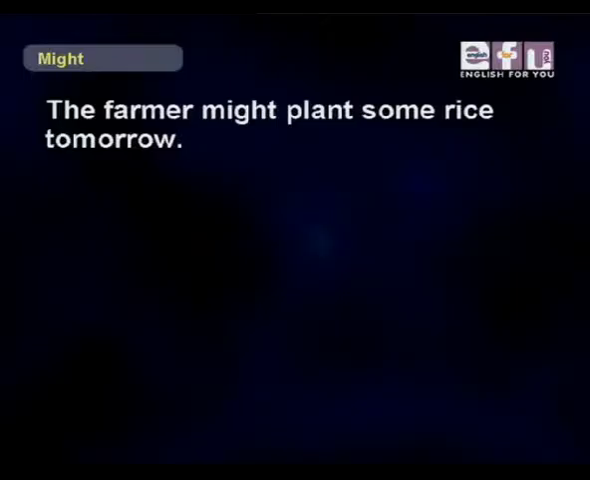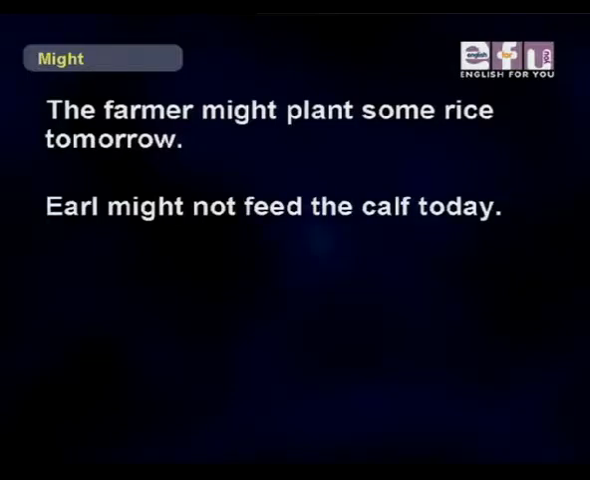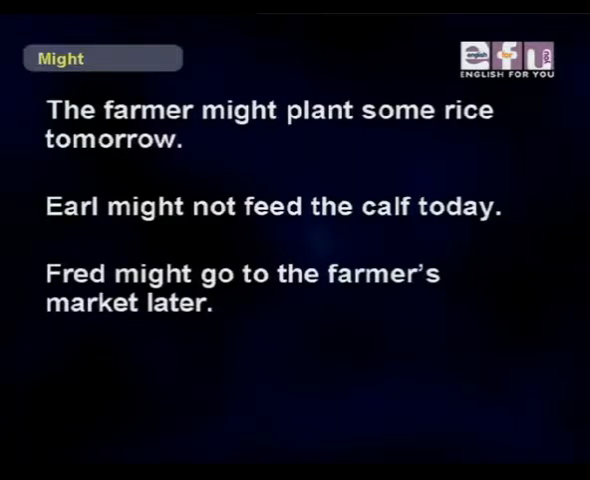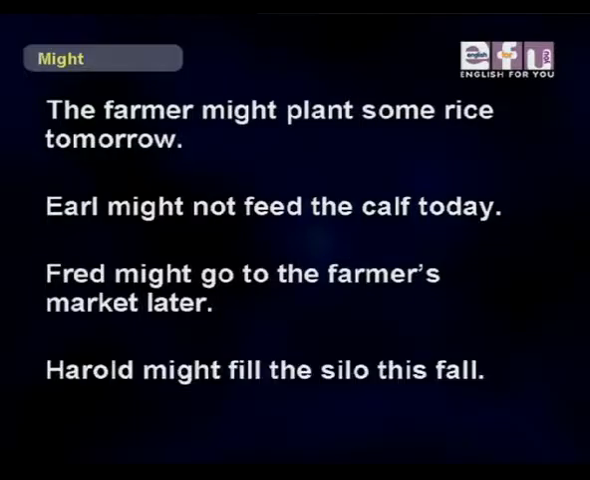Might. Well, now let's review might. So follow these sentences on your screen. The farmer might plant some rice tomorrow. Earl might not feed the calf today. Fred might go to the farmer's market later. Harold might fill the silo this fall.